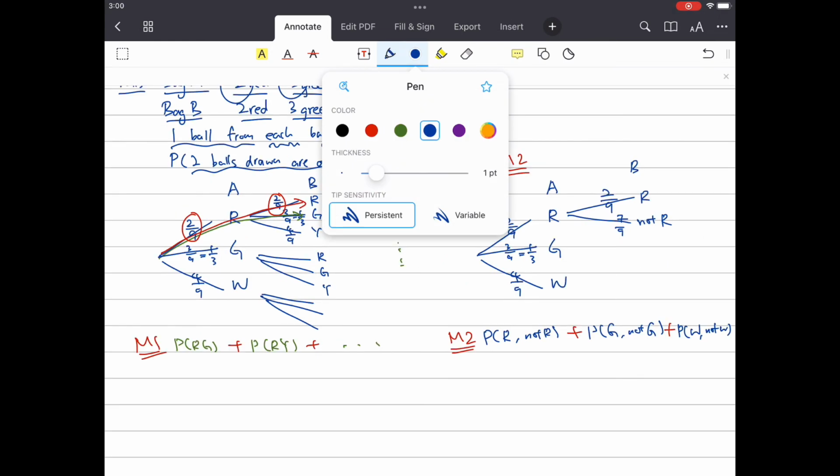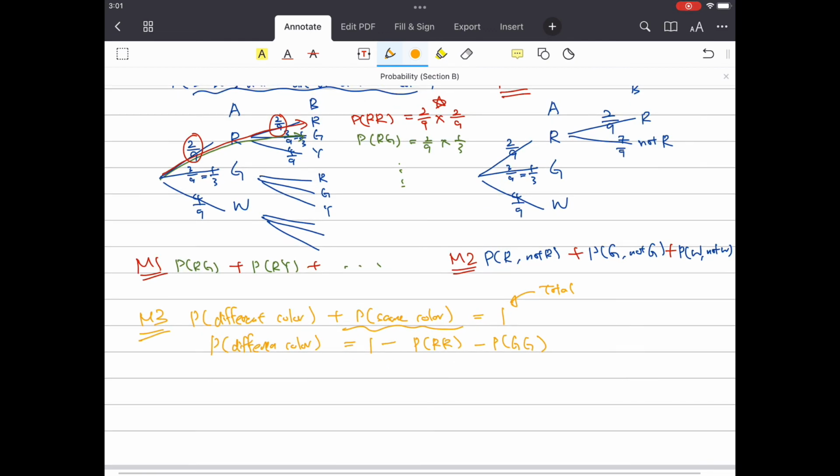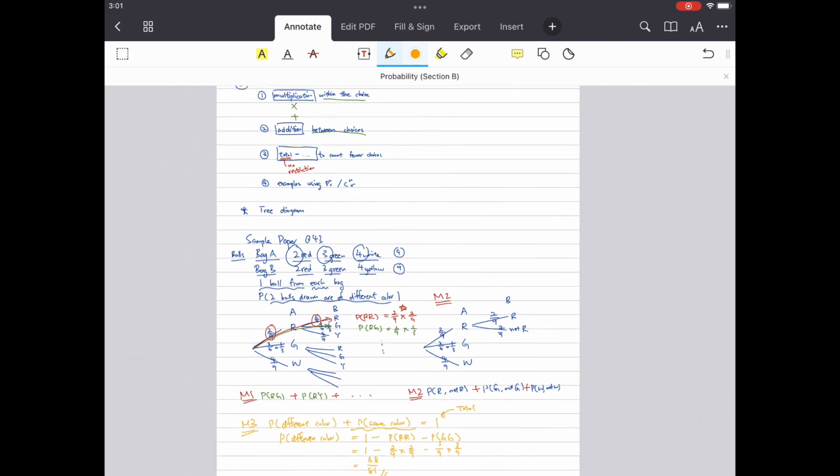For the third method, we need to understand that for 2 balls, they are either of different colors or having the same color. Therefore, the probabilities of them add up to 1, which is the total value for the probabilities. So the required probability can be found by using 1 minus the probability of having 2 red balls and then minus the probability of having 2 green balls. So it equals 1 minus 2/9 times 2/9, and then minus 3/9 times 3/9, which equals 68/81. That's it. Hope you like this video.